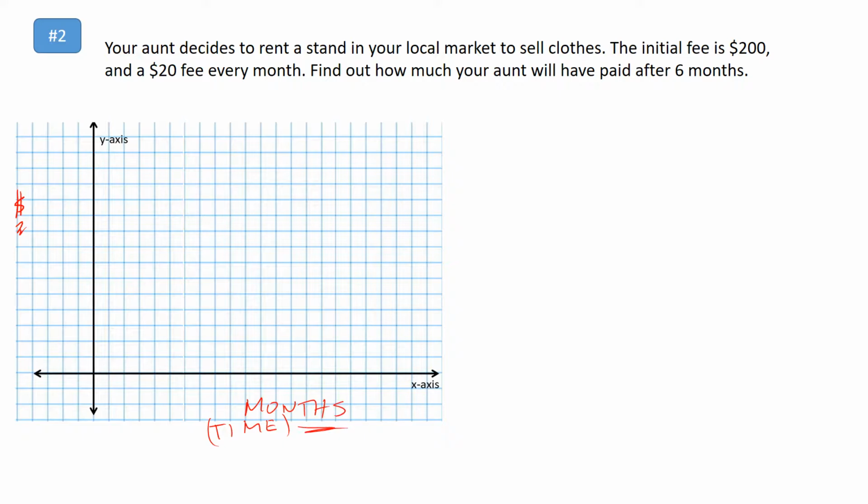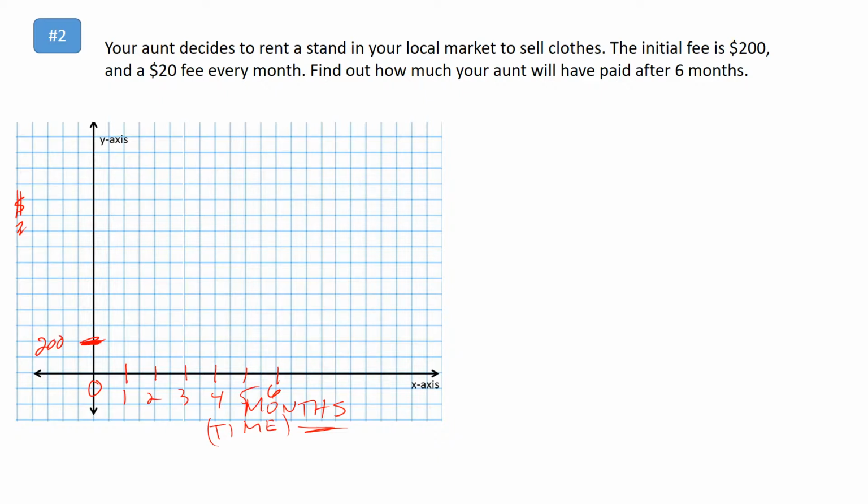So let's try to graph this. We need 6 months, so maybe every other line here. There's 1, 2, 3, 4, 5, so there's 6 months in case we need all of them. And this is going to be 0. Then going up the y-axis, the initial fee is $200, so I'm going to put that right here. And that's the $200.